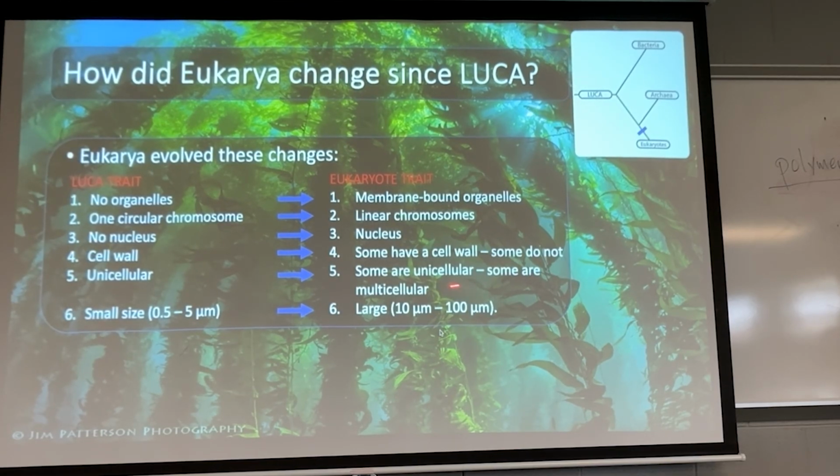Some are unicellular, again, a lot like prokaryotes, but there are a lot of multicellular examples of eukaryotes. And these multicellular, larger eukaryotes are billions of cells, like you, right? And they typically are much larger in size, each cell, than the prokaryotes.